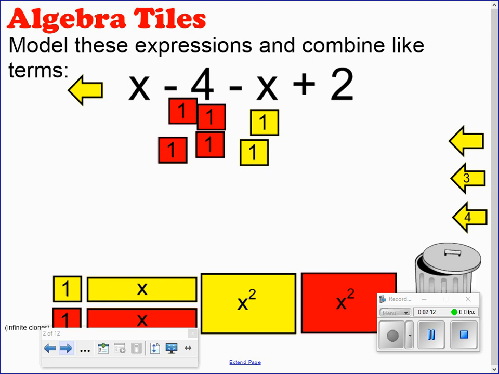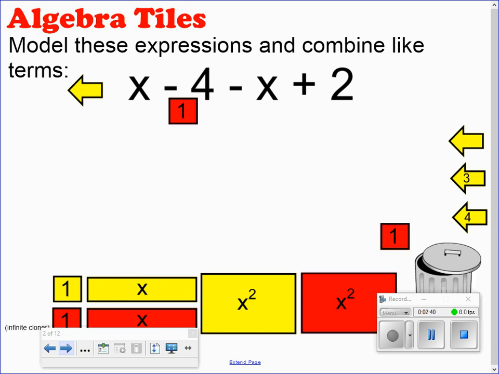So here we had a zero pair. The x's now went away. Here we have a zero pair. And here we have another zero pair. And what we're left with is now our expression. So we're left with 2 constants, so this expression would be negative 2.